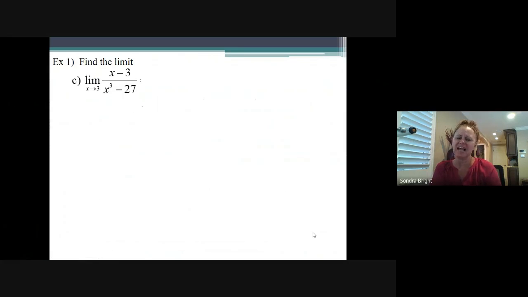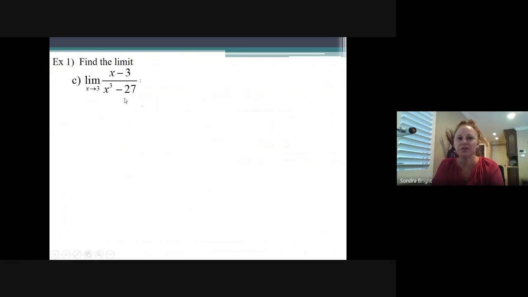Here's where all of this algebraic factoring comes in super handy. If you're trying to find the limit of this and you plug in a 3, you'd have 3 minus 3 on top, so that's a 0. And then 3 cubed is 27, so 27 minus 27, you've got another 0. 0 divided by 0, and again, we don't know what happens with that. You need calculus to really show it. But for now, we'll manipulate it algebraically, which is the easiest way.